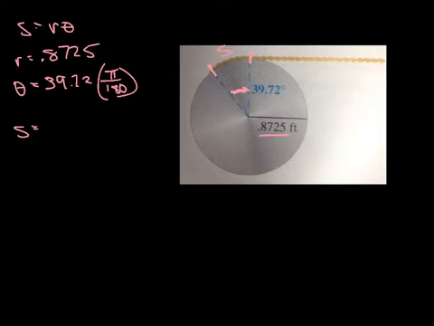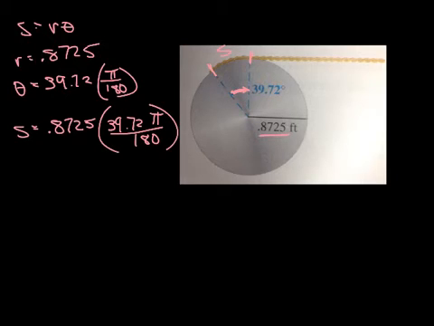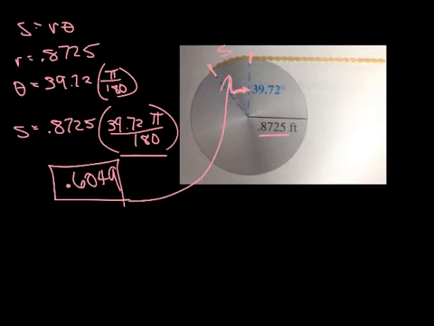So we have S equals radius 0.8725 times 39.72 pi over 180. Okay, and you have to do the math to get that, and when you do that, you end up with 0.6049. So that right there is how much rope you're going to wind around that. Little over 6 inches it looks like. Okay, so that's example 3. Let's jump to example 4.